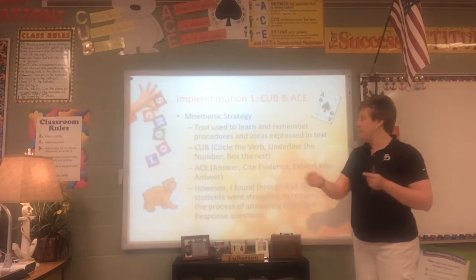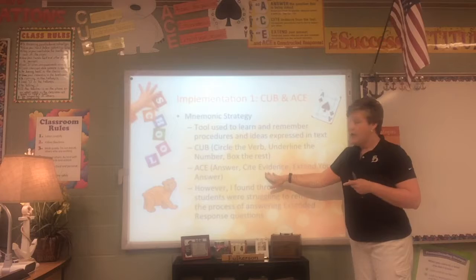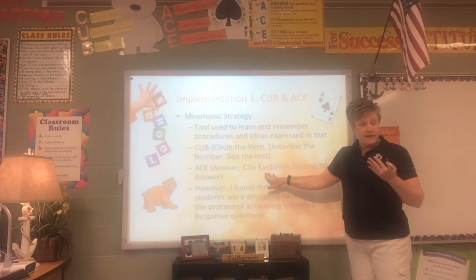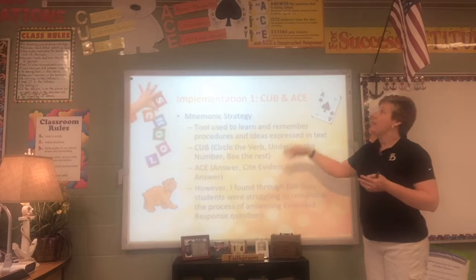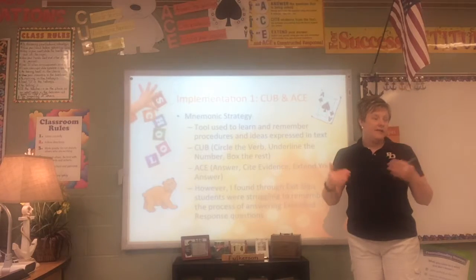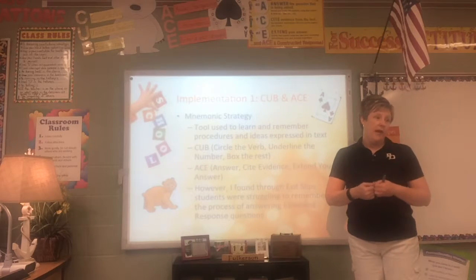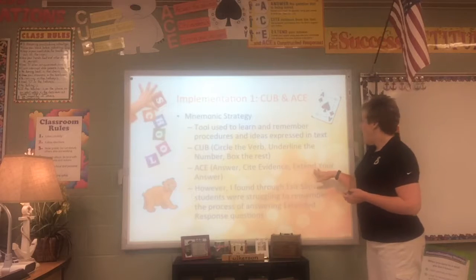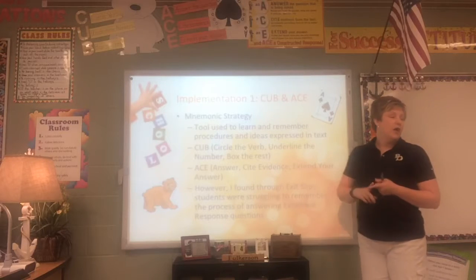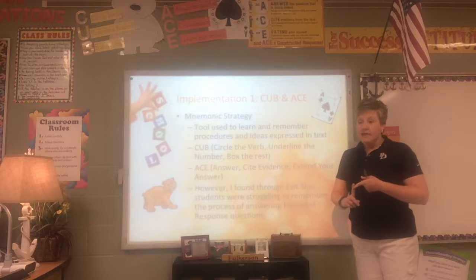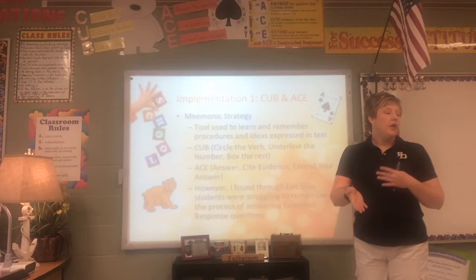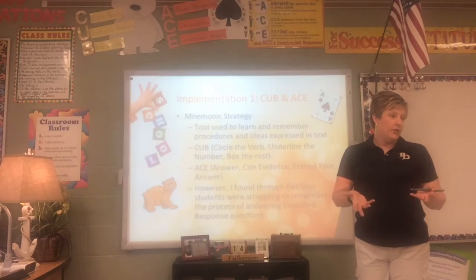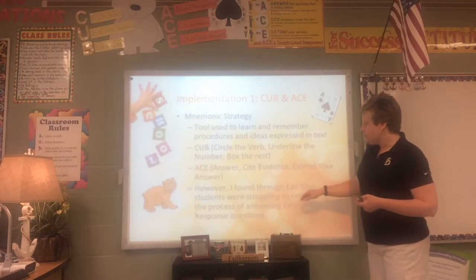The box then leads them into the ACE. That's going to be their restate. They're going to answer. The C is to cite the evidence. That again will help them remember that yes, they need to go back and pull something from the passage to support their answer. And then they will extend their answer, whether it be a text-to-text, a text-to-self, a text-to-world, or a text-to-media. They'll apply that to whatever their answer is, whatever the passage is.